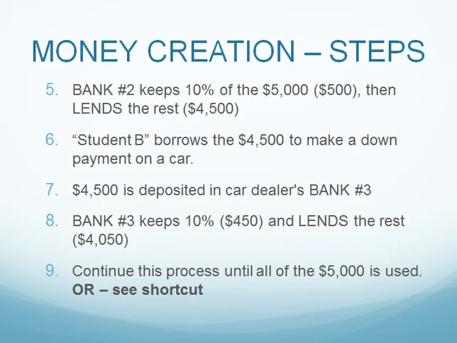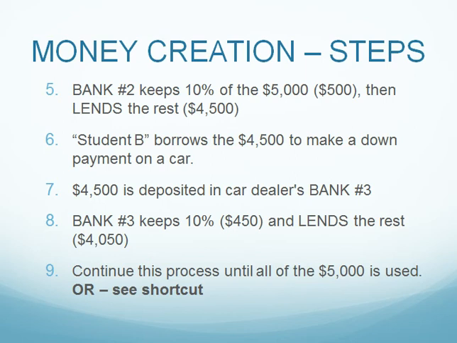Bank number 2 is required to keep 10% of the $5,000 because of the required reserves ratio. So that's $500, and then they lend the rest, which is $4,500. So student B borrows $4,500 and buys a car. $4,500 is deposited in the car dealer's bank, which is the third bank we've used. Bank number 3 keeps 10%, which is $450, and lends the rest, which has left us now with $4,050.